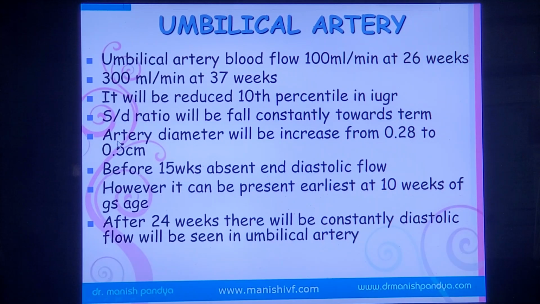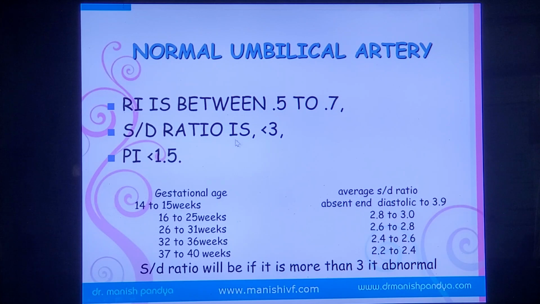That's why in the umbilical cord you can see the umbilical artery very well as a big hole, because it is 0.5 centimeter. It is a half centimeter big vessel. You can see that vessel in the cutting of the umbilical cord. However, it can be present early at 10 weeks of gestation. After 24 weeks, there will be constant diastolic flow seen in the umbilical artery.